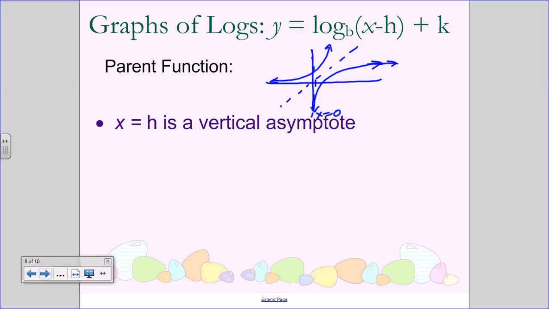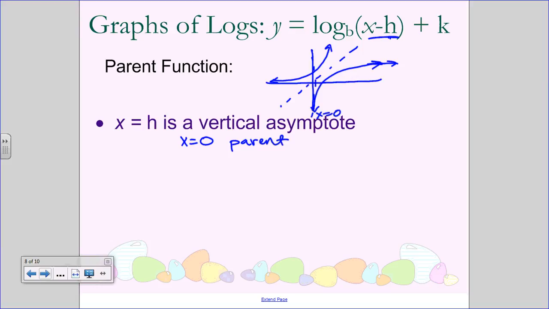So x equals h, this part is the translation. So x equals 0 will be the asymptote on the parent function, and that is translating it left and right. So if we have a translation, now we're looking at this h value and not the k. The k is moving it up and down, but if you move a vertical asymptote up and down, it's not going to move.